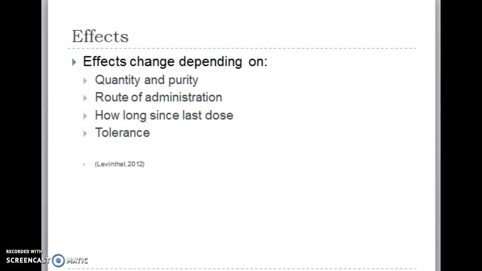So the effects of the heroin on the body can change depending on the quantity and the purity of the actual substance, the way it's administered into the body, how long since the last dose, so if it's been an hour or if it's been a day, and the tolerance, so how long you've been using it and how much your body has developed a tolerance to it.